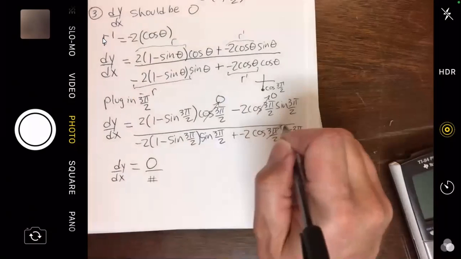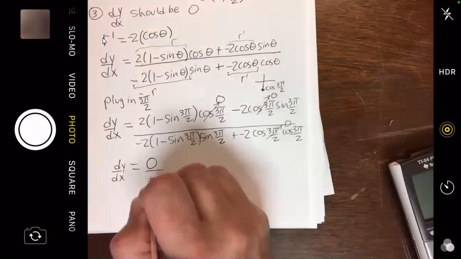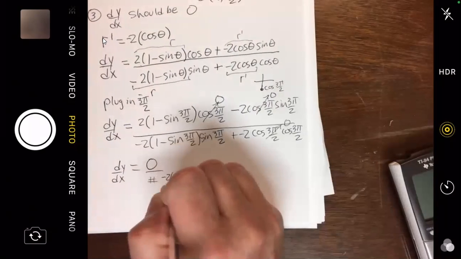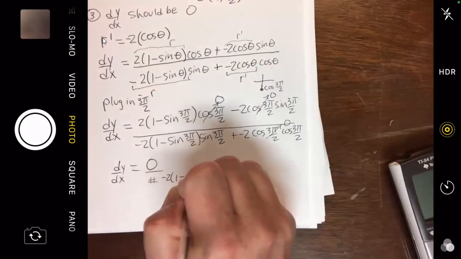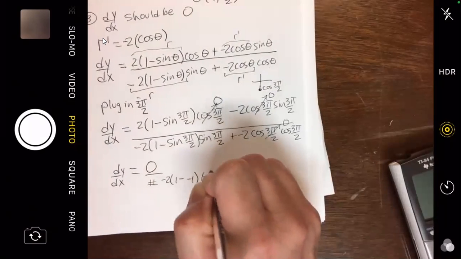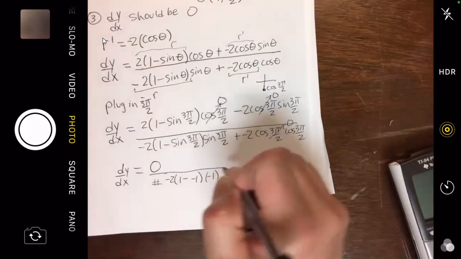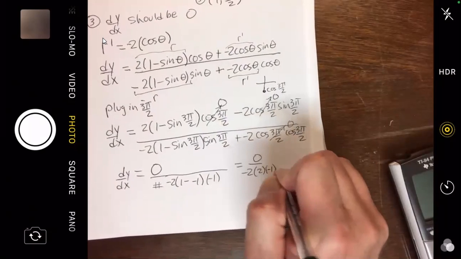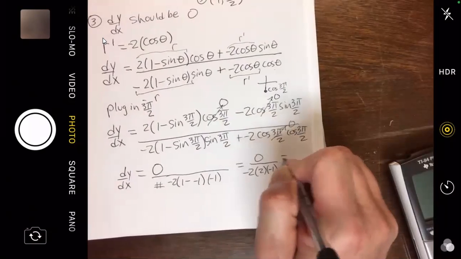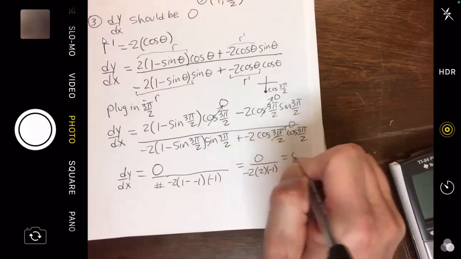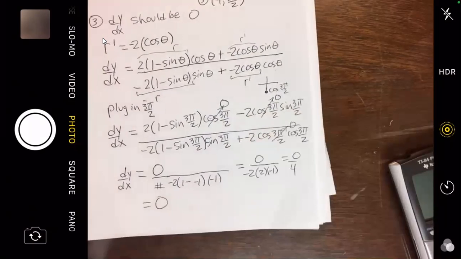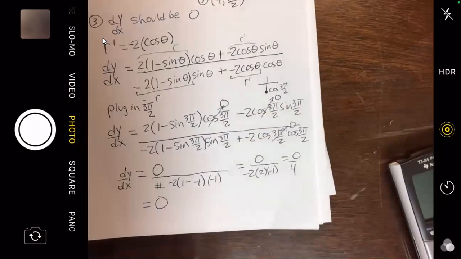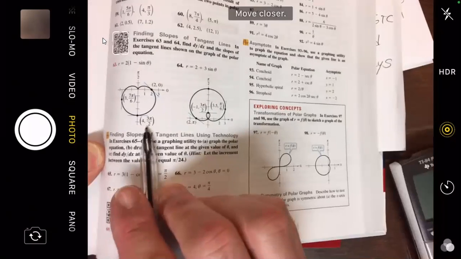This is going to be 0 down here, that piece, but you're going to have negative 2 times 1 minus sine 3 pi over 2, which is negative 1, and then negative 1. Yeah, you're going to get 0 over negative 2 times 2 times negative 1. That'll be 0 over 4. Sure enough, you get 0, and that's exactly what they show right here.